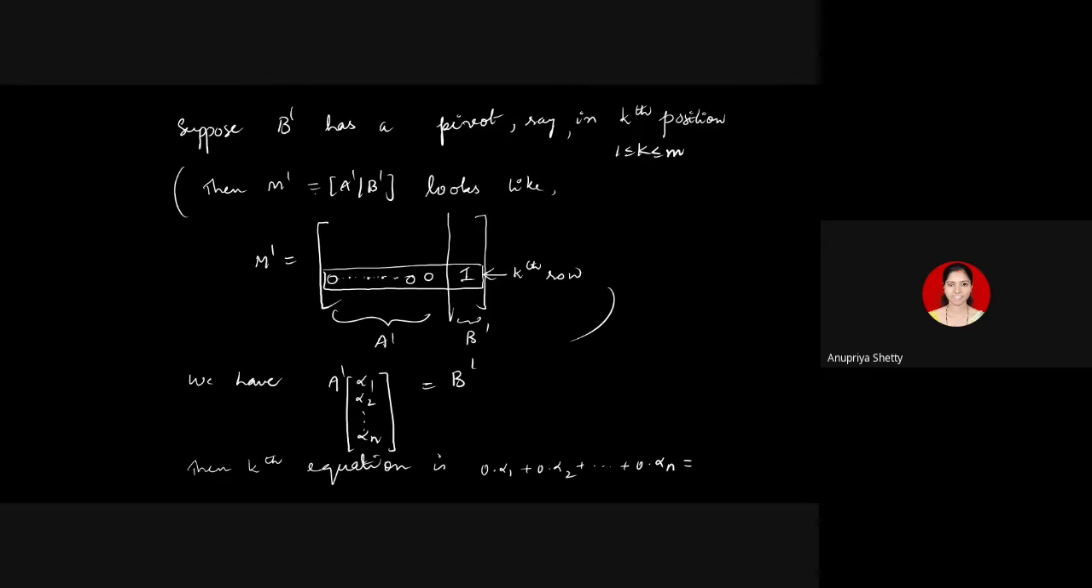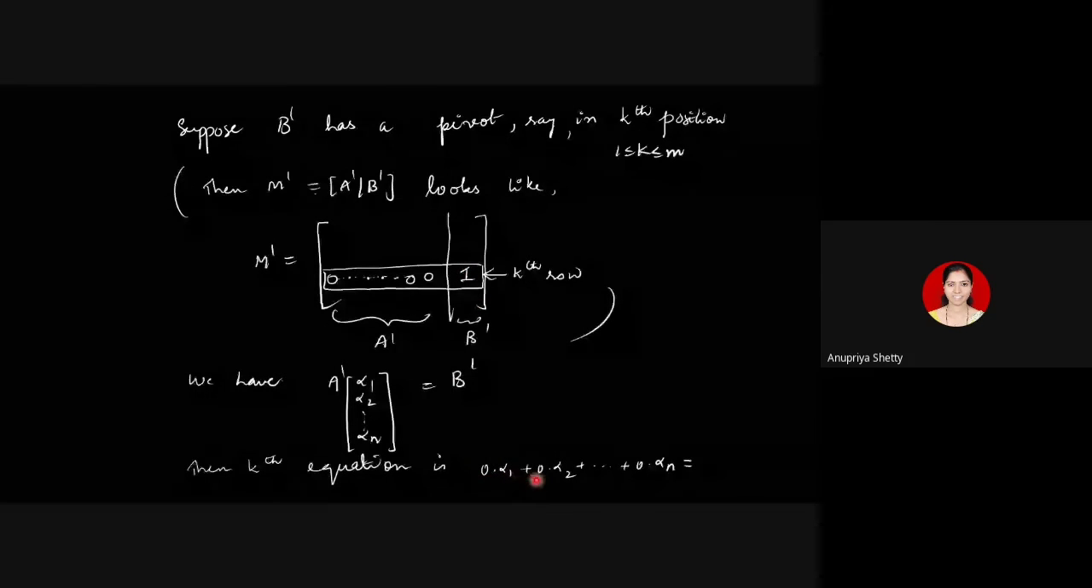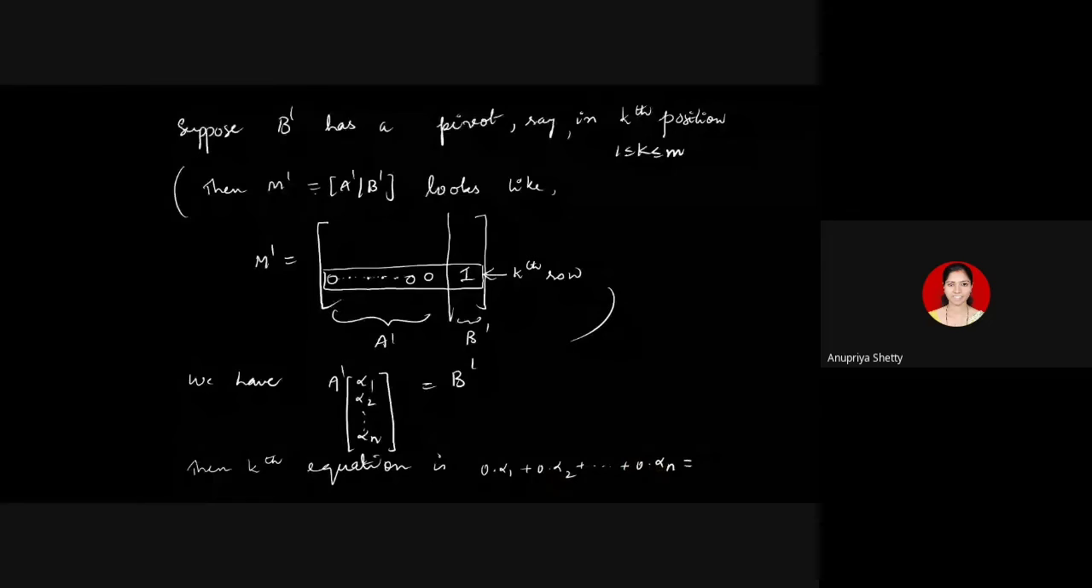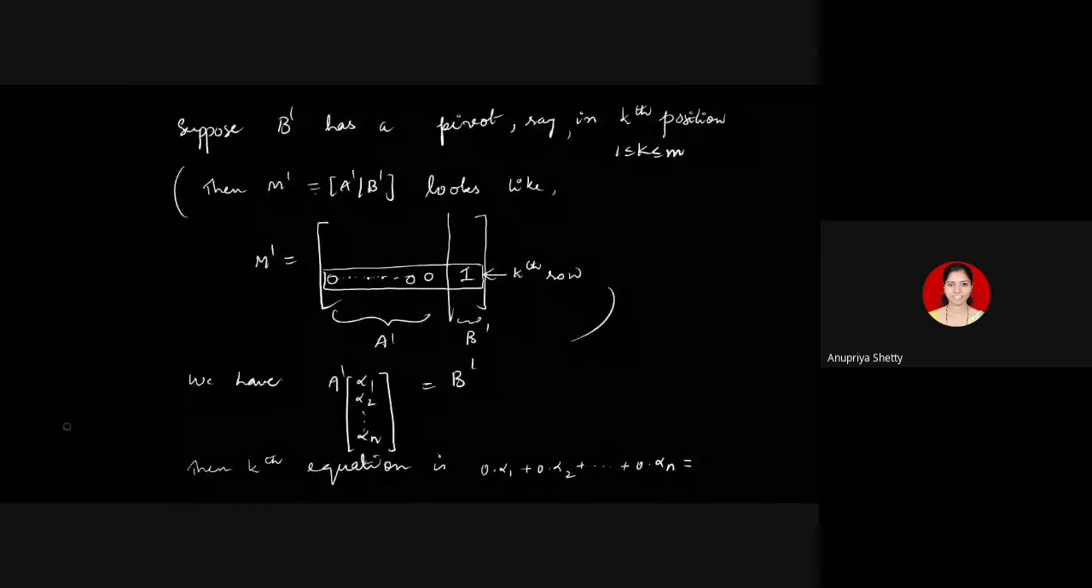Hope you are able to follow this. So the kth row contains only zeros in A dash. Let me use the pointer. This becomes the kth row: only zeros becomes the kth row of A dash. That row multiplied with this column gives me the kth entry here. What is the kth entry here? That is 1. So we'll get 0 into alpha 1 plus 0 into alpha 2, etc., 0 into alpha n is equal to 1.